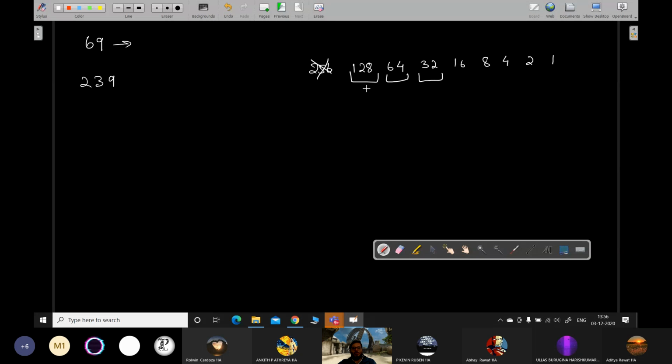ठीक है? तो ये तीनों को तो 1 रख लेते हैं. How much will you get? 16 will not be included, sir. Huh? 16 will not be included because it will exceed. ठीक है? 8 देखो ये क्या हो गया? 192 plus 32 will give you 224. Huh? 8, 2 and 1 will be added. This will not be there.